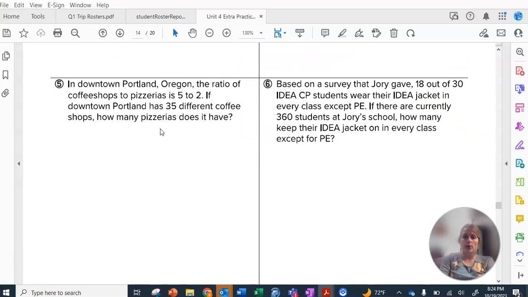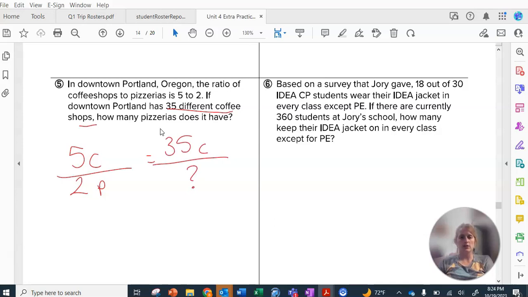In downtown Portland, Oregon, the ratio of coffee shops to pizzerias is 5 to 2. 5 coffee shops to 2 pizzerias. If downtown Portland has 35 different coffee shops, how many pizzerias does it have?